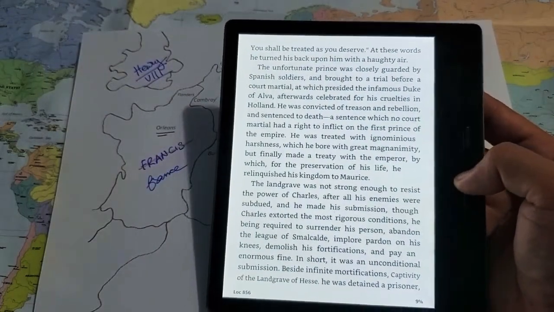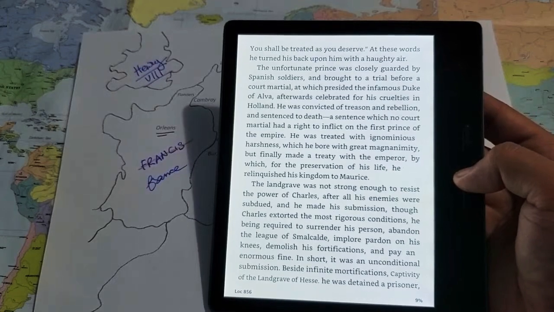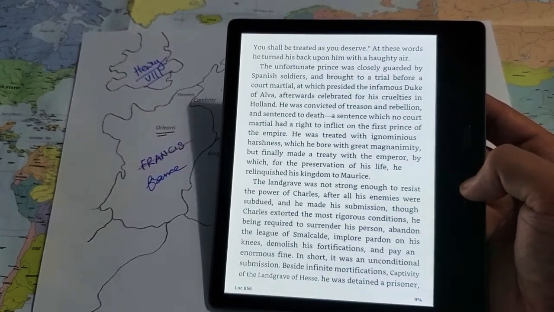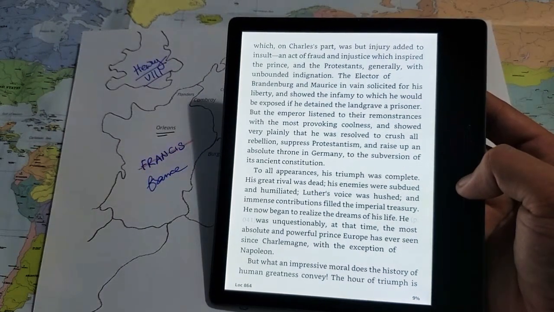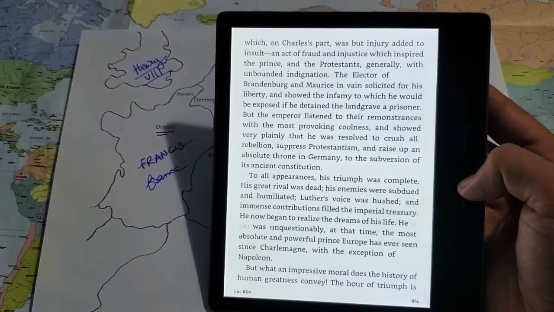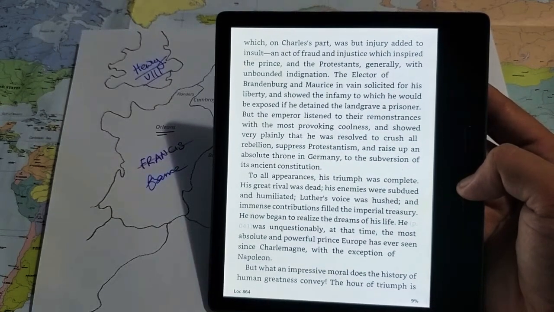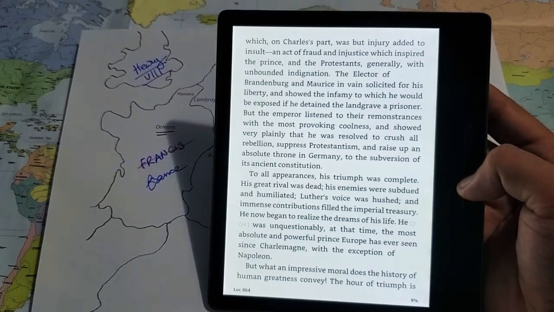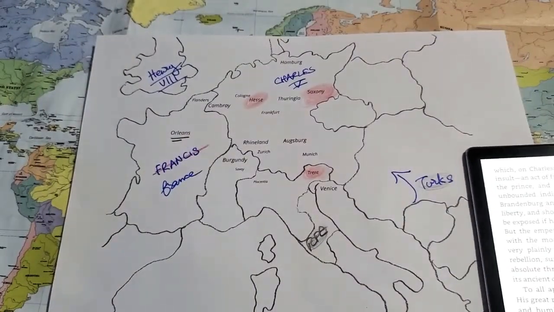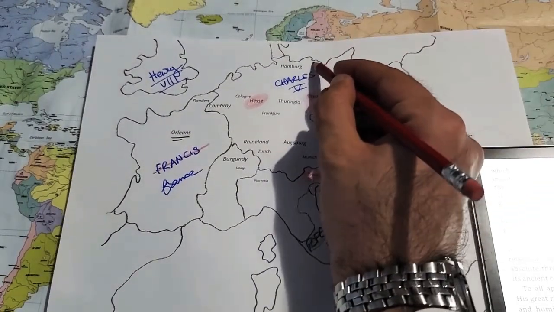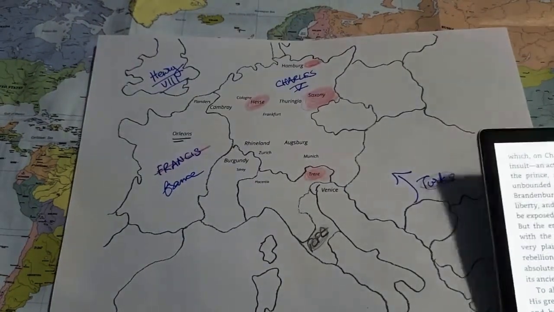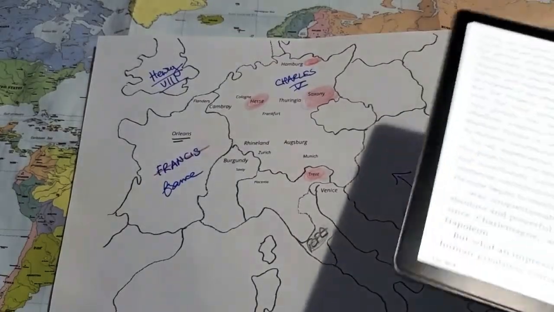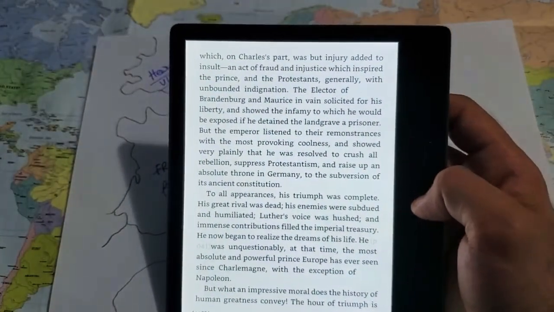In short, it was unconditional submission. But beside infinite mortifications, he was detained a prisoner, which on Charles' part was but injury added to insult, an act of fraud and injustice which inspired the prince and the Protestants generally with unbounded indignation. The Elector of Brandenburg and Maurice in vain solicited for his liberty. Brandenburg is to the north, again a very important cultural city to Germany, and they're saying, please let the Landgrave of Hesse go, and the Holy Roman Emperor Charles V is saying, I won, I get to do what I want.